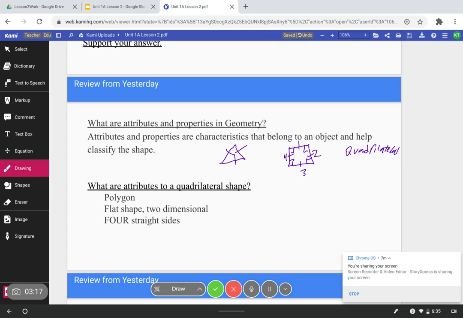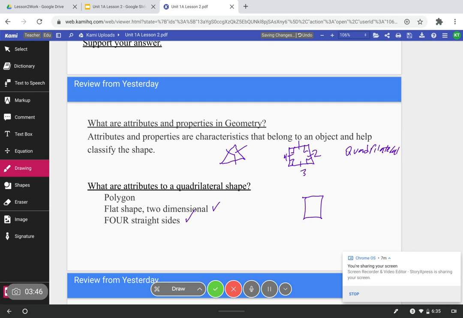What are attributes to a quadrilateral shape? Well, we just said a quadrilateral has 4 straight sides. So we know that. It's a flat shape, meaning it's 2-dimensional. We are dealing with flat shapes. We are not doing the fancy 3D pyramid type. It is your basic flat shapes.